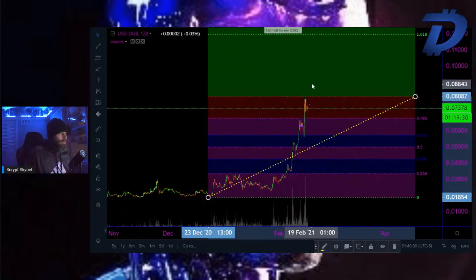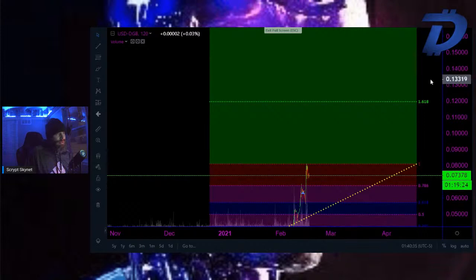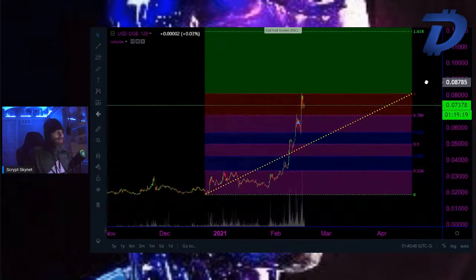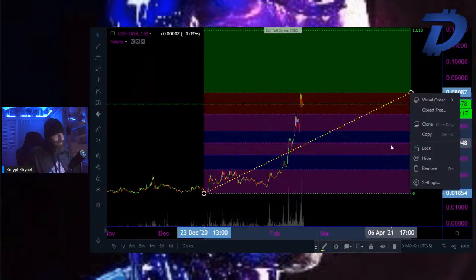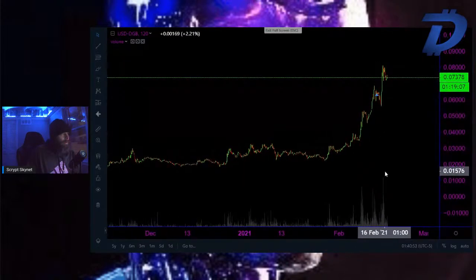Super bullish case, if it just smashes up here, it's going to 12 cents. You can see right here, 12 cents. If it smashes through that, then 18 cents. That's just super hyperbolic. But it's potential. I mean, look at Doge. Doge did it, and that's a meme coin, right? Super meme coin. So there you go. There you have it.